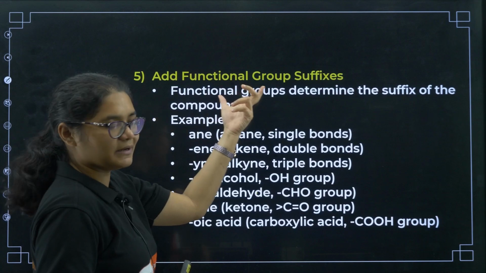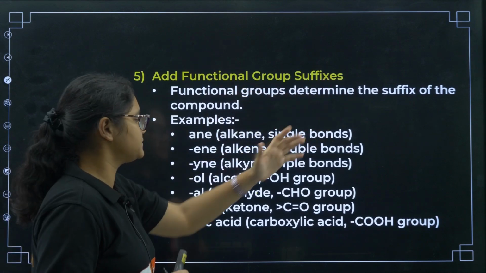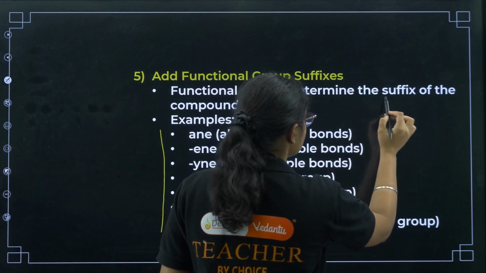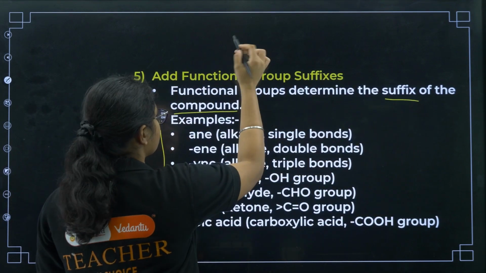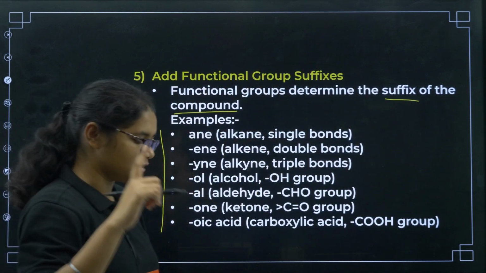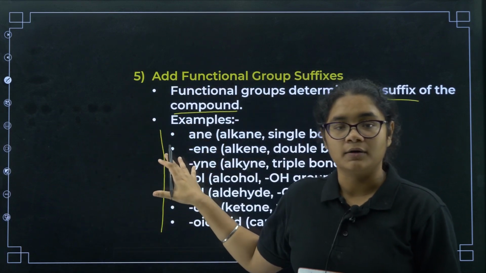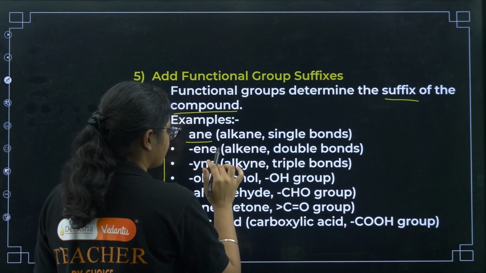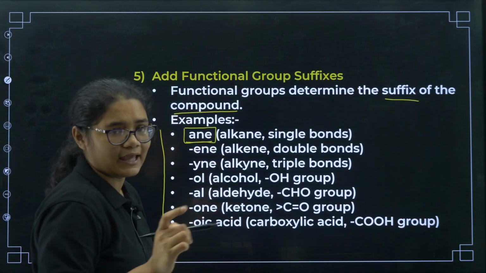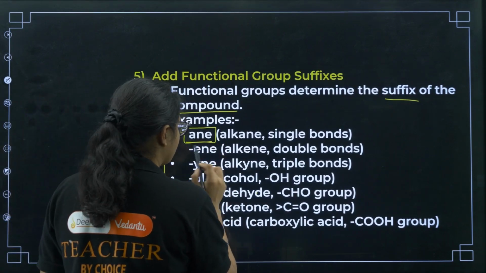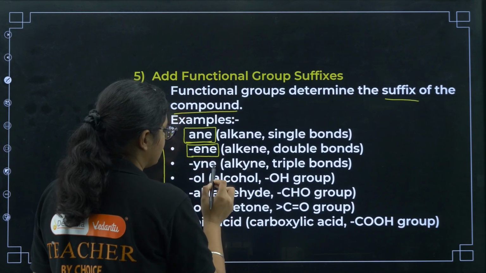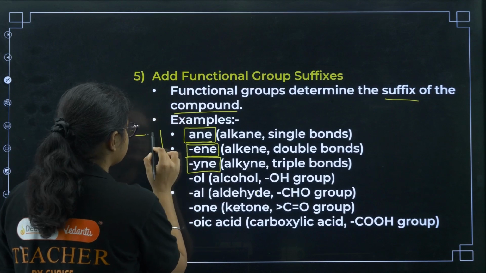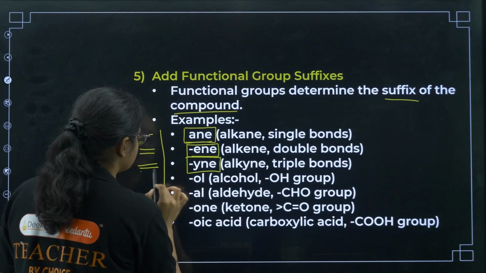Now if a functional group is present, these are the different functional groups. What are functional groups? They determine the suffix of the compound. So prefix is given by the substituents and suffix is given by the functional groups, right? If it is a pure alkane, then the name will end with ANE. If it is an alkene, the name will end with ENE, and if it is an alkyne, it will end with YNE. You know alkane means single bond, alkene means double bond, alkyne means triple bond.